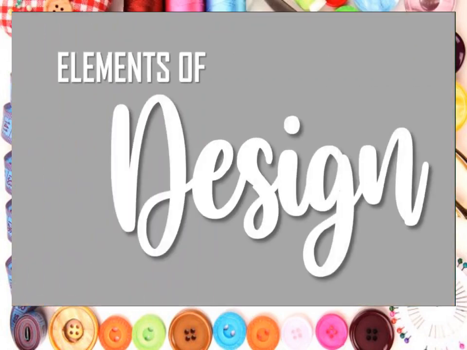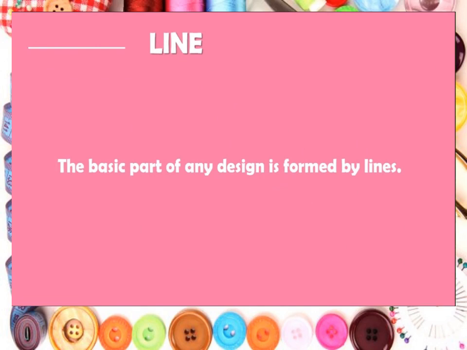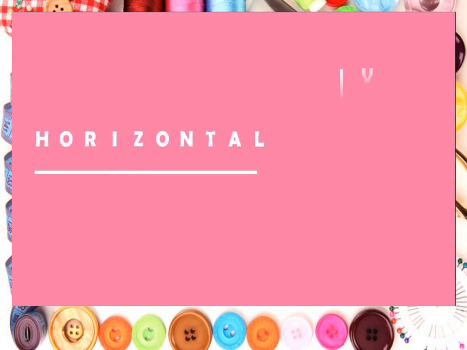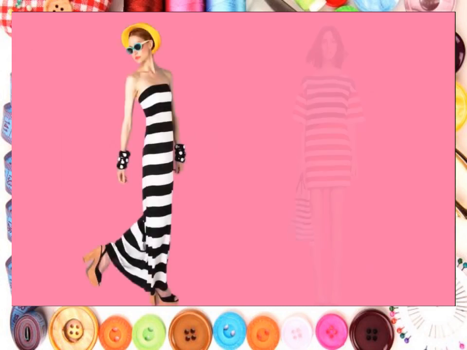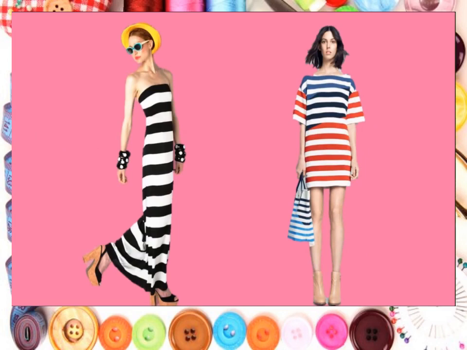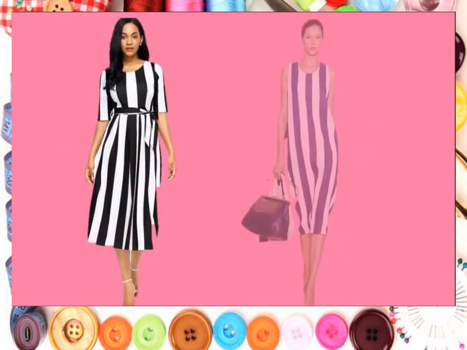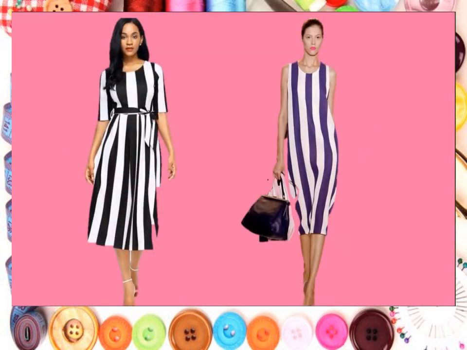Now, let us discuss the elements of design. The first element is line. Line is the simplest element of design. The basic part of any design is formed by lines. The eye tends to follow the direction of the line in a dress design or in the fabric of the dress. There are two types of lines, and these are the horizontal line and the vertical line. What can these lines do? A horizontal line can give the impression of shorter and heavier, while a vertical line gives the impression of height.